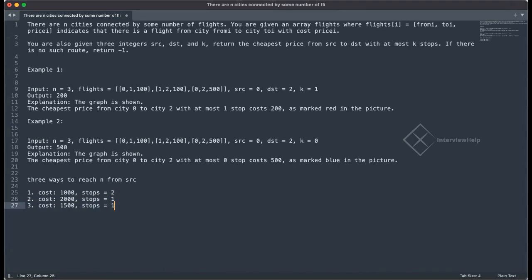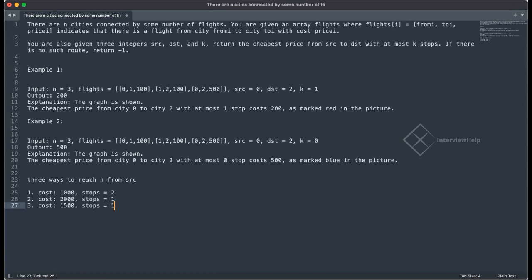what kind of information is needed? Do we want to remember the third way, or do we care about the second way? If we have the third way, we do not want to remember the second way, right? Because if you're able to reach n using one stop with a cost of 1,500, why do you want to go there with 2,000? It doesn't make sense.